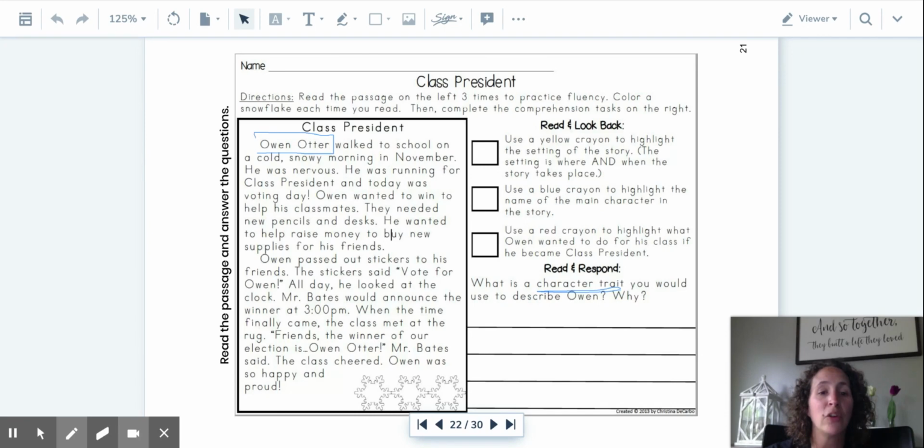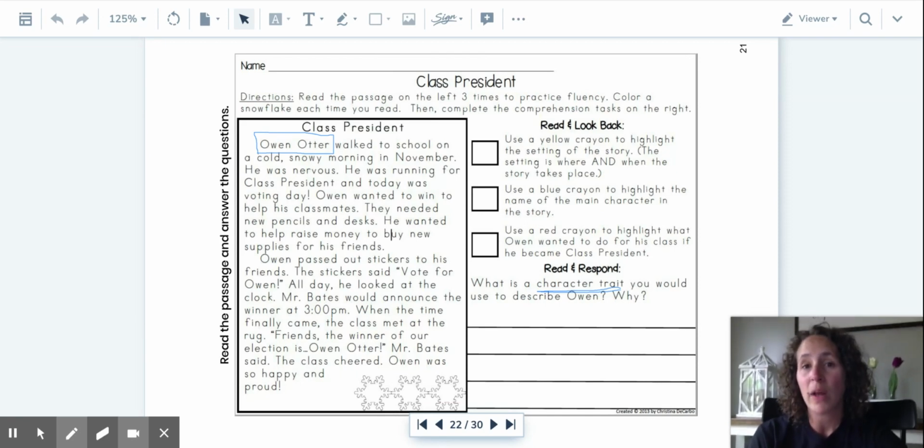So as you're reading, I want you to think, what is Owen doing? What is he thinking? What is he saying? And how is he feeling? Then I want you to use a word to describe how he is and write it here. So you might start your sentence, I think Owen is blank, and then write the word because and tell me why you think that. So work hard today.